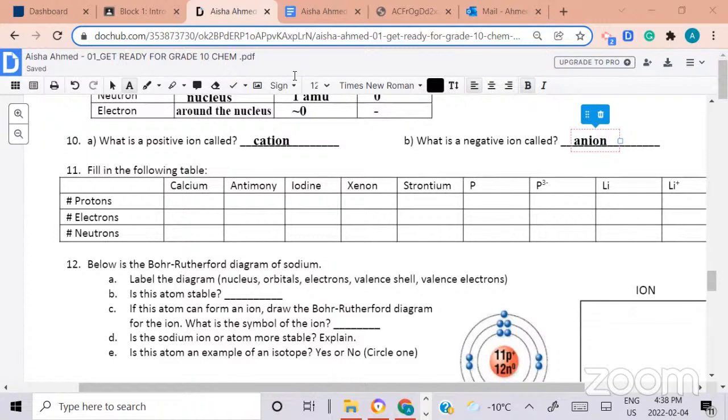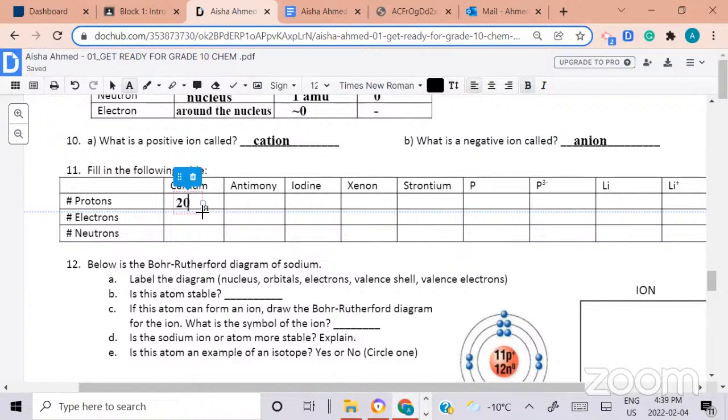Okay, so let's just finish one column together, and then the rest you're going to do yourself. I'll just move on from here. So the number of protons comes from the atomic number of the element. On the top left, you will see a number.